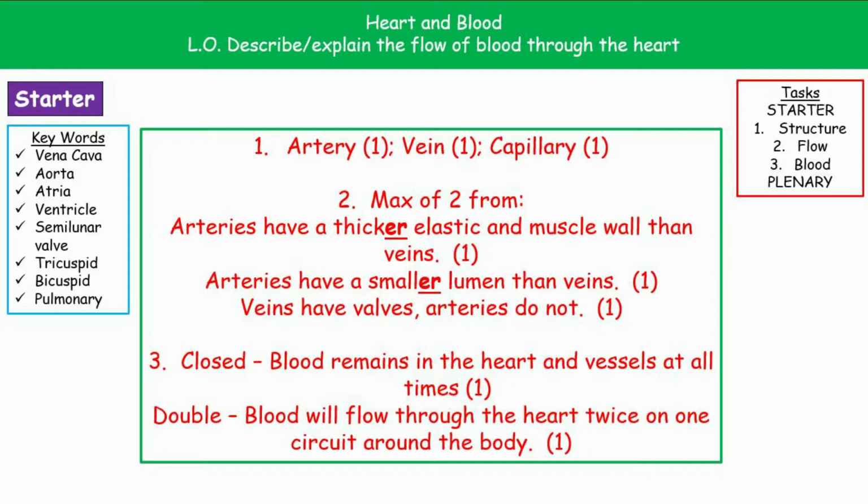Then the last one, why is the human circulatory system described as a closed double circulatory system? The reason it's closed is because the blood remains in the heart and vessels at all times. Mark for that bit. And it's double because the blood will flow through the heart twice on one circuit around the body. A mark for that one. So add up your marks. There's a total of 7 today. So give yourself a score out of 7.